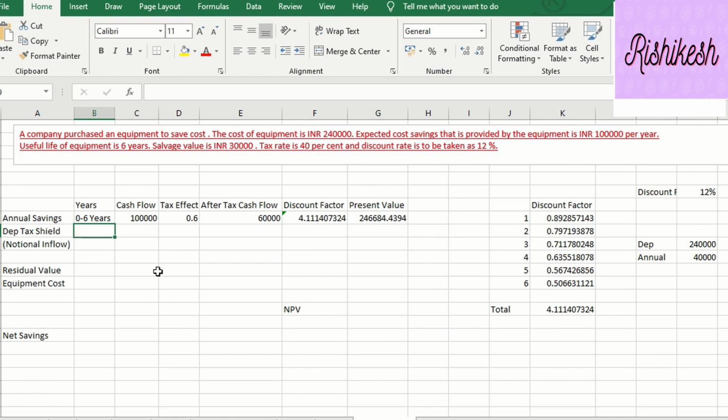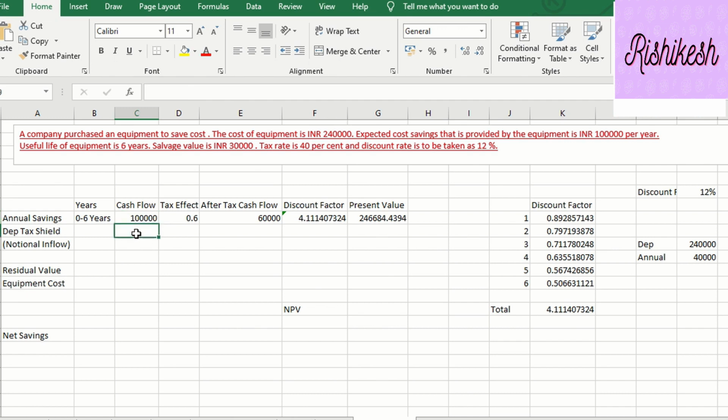Now the second thing is the depreciation tax shield. Now what do you mean by depreciation tax shield? See, if you see this 1 lakh, it is the savings, right? But it is not the net savings, and tax is always applicable on the net savings. Tax is applicable on the profits that you generate. So ideally you should have subtracted this depreciation from this savings, and then you would have applied the tax.